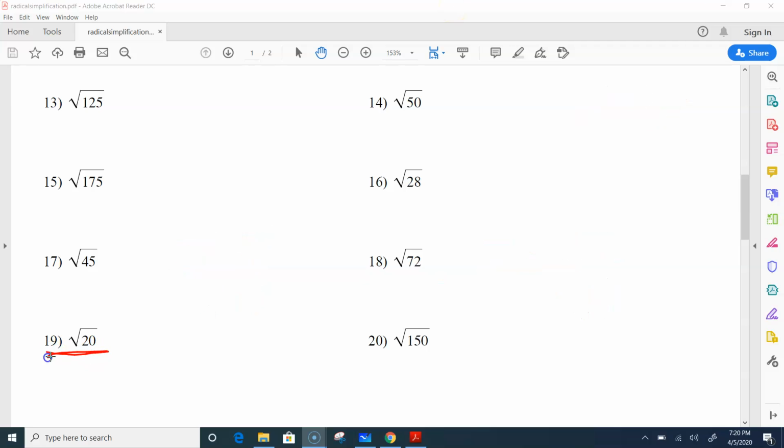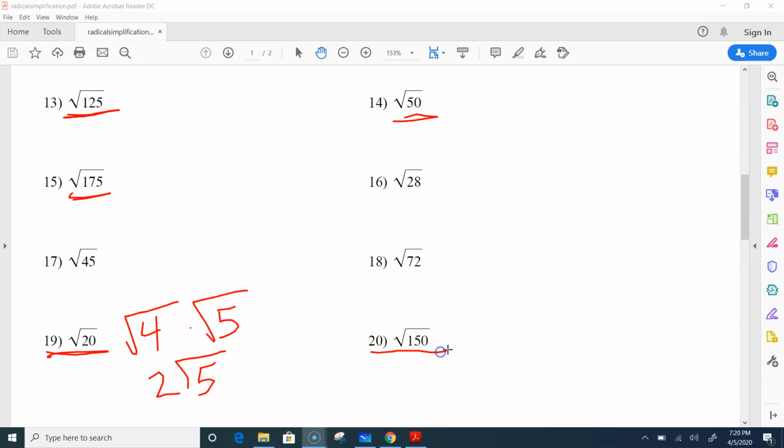Okay, let's try number 19, square root of 20. So hopefully you saw square root of 4, biggest perfect square that goes into 20, times the square root of 5. So this would be 2 square root of 5. And the last one, square root of 150, kind of like these guys up here. Okay, what's the square root of 150? Okay, so hopefully you broke that down into the square root of 25 times the square root of 6. 5 square root of 6.